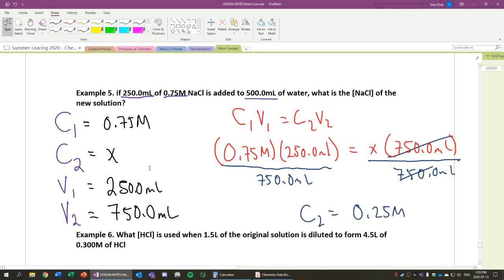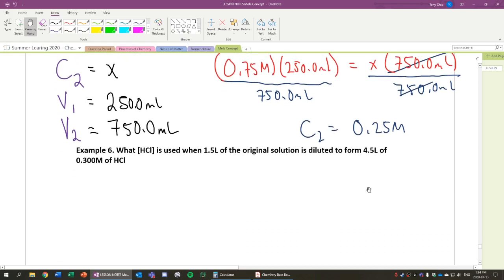Why? Because, let's take a look at our information given. Initially, our concentration was 0.75 molarity, and we had a volume of 250 milliliters. But afterwards, we diluted it to 750 milliliters, which means the volume increased by 3 times. If our volume increased by 3 times, our concentration should decrease by 3 times, which means 0.75 decreased down to 0.25, and that's what we have here. Let's try our next example.